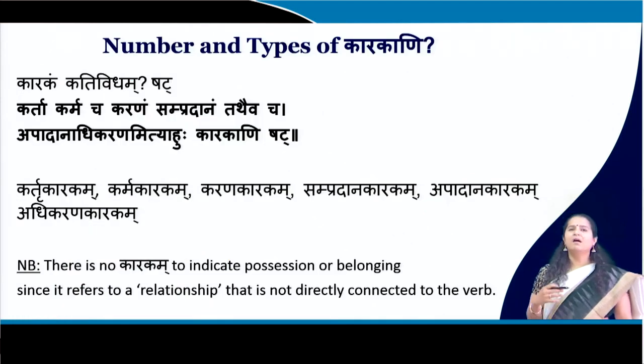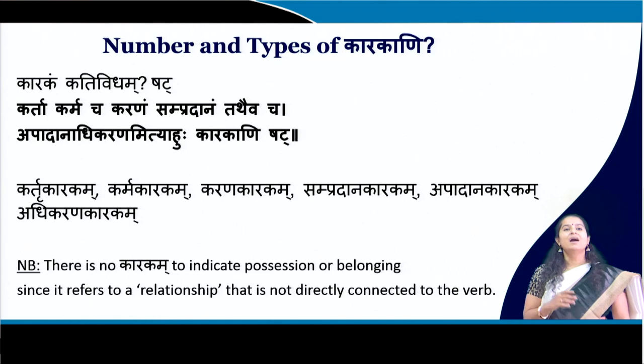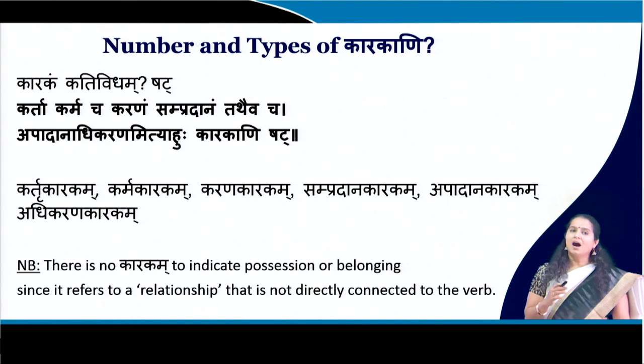we have how many Karakas are there and what are the different types of Karakas. So Karakam Katividham Shat Vidham, there are 6 of them. What are they? So here you have Karta Karma Cha Karanam Sampradanam Tathaiva Cha Apadanadhikaranam Mityahu Karakani Shat. So what are these Karakas? Kartrikarakam, Karmakarakam, Karanakarakam, Sampradanakarakam, Apadanakarakam and Adhikarana Karakam.